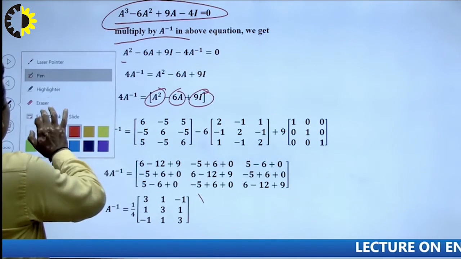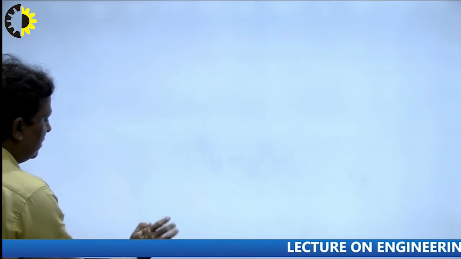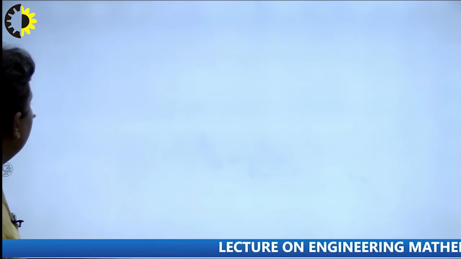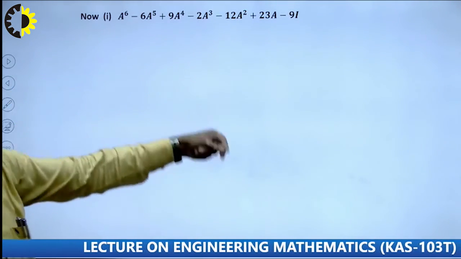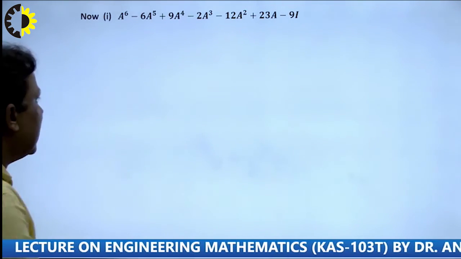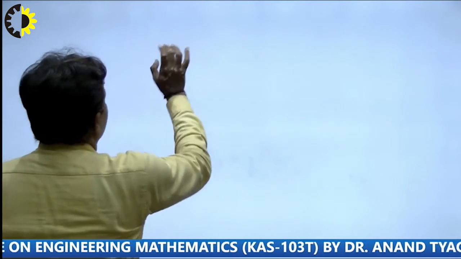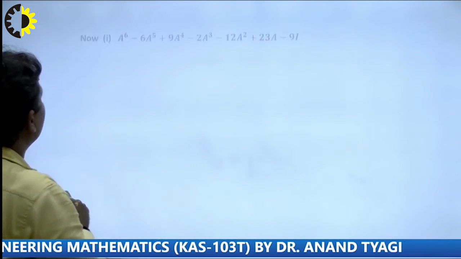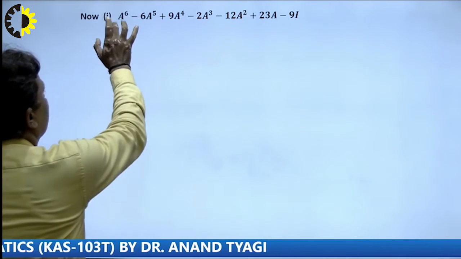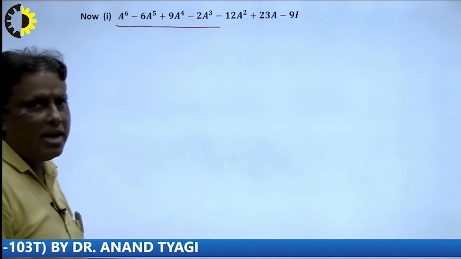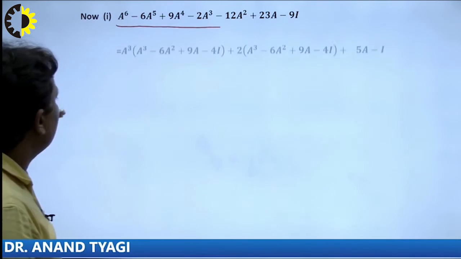So in this way we find the value for our given problem. Suppose I want to calculate this. First of all we check which is the common part here. The common part is A cube. So suppose I want to take A cube.